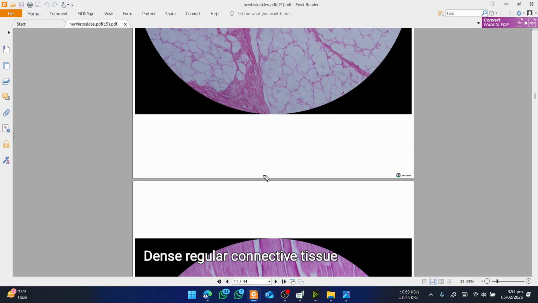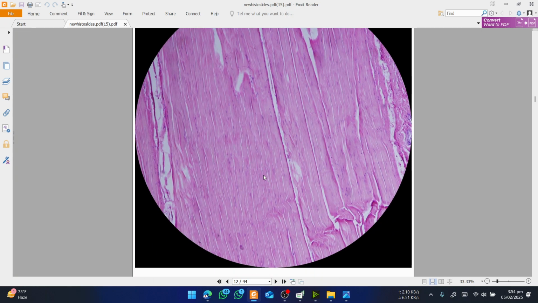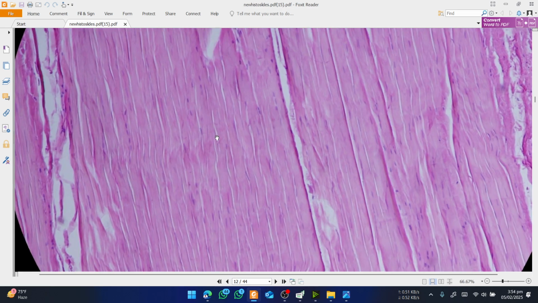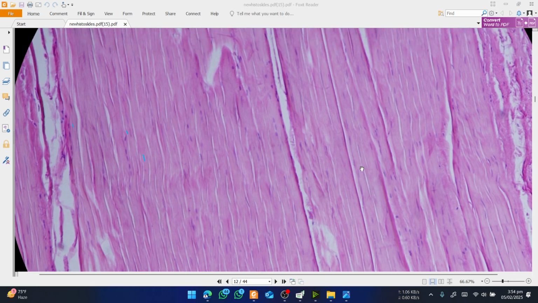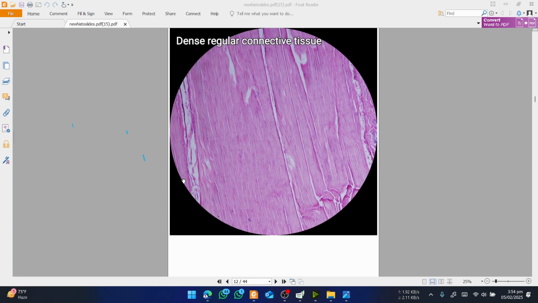Okay, dense regular connective tissue. Here the collagen fibers are arranged parallel in bundles. It is very easy to show you the bundles, and between the bundles you will see the nuclei. Each of the bundles will not have any nucleus, but between the bundles you can see the nucleus. This is a particular site that gets confused with the skeletal muscle fiber. Be aware of it. I will show you them when we reach there, but they have striations, and they are basically larger bundles.